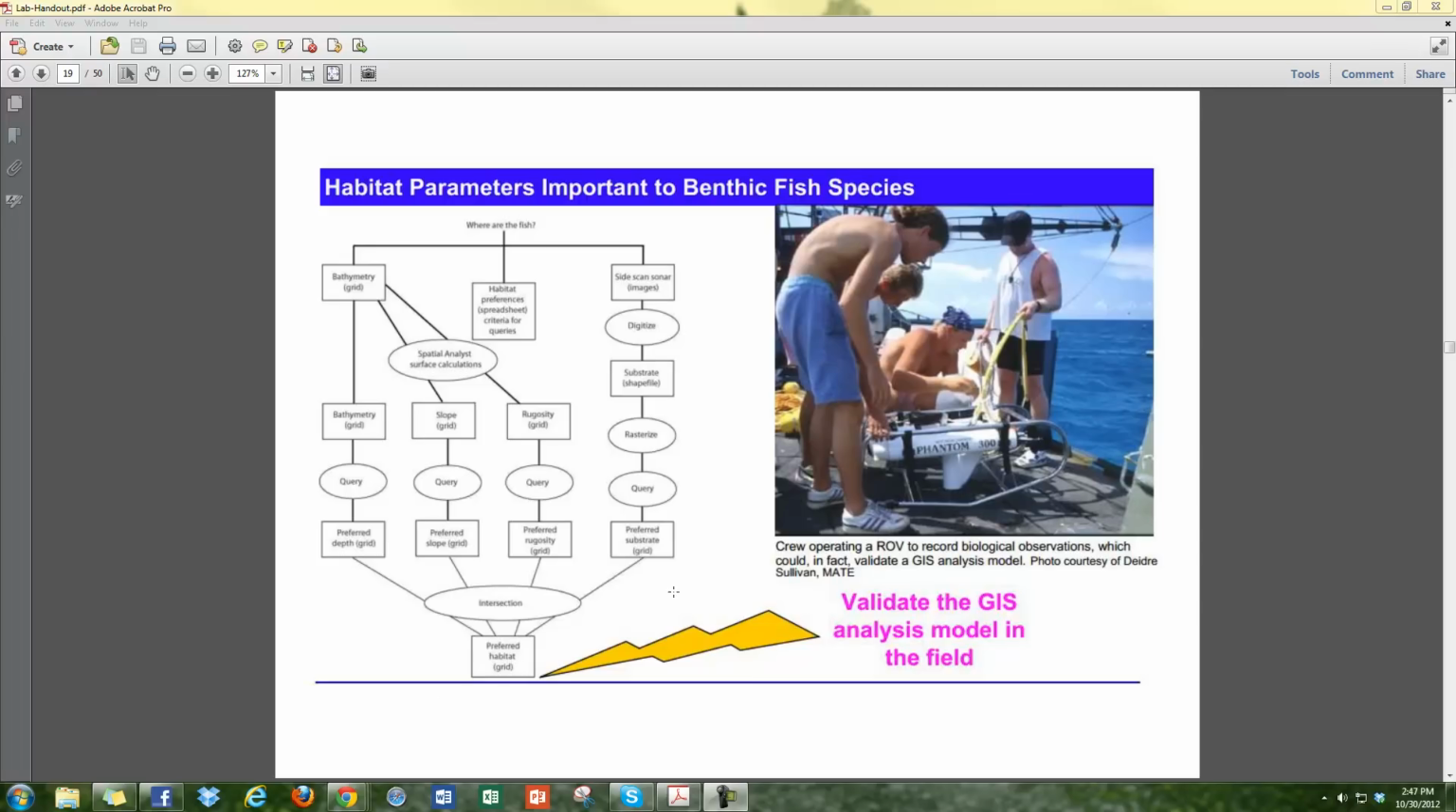species is. Then we're going to want to validate the GIS analysis in the field by sending out one of these ROVs to record the observations. Do we find fish in these particular places? In order to say, well, our model's working or not working.